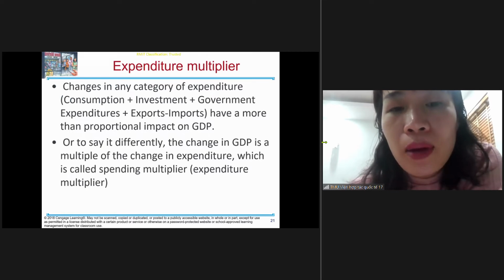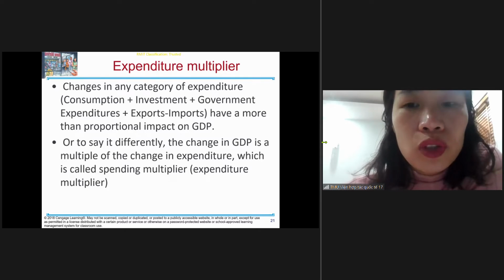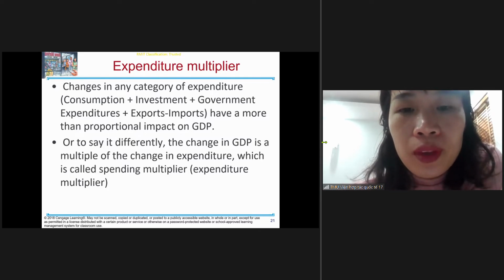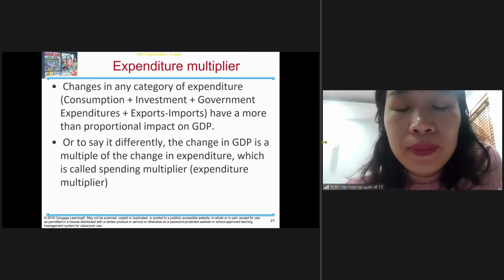So a $10,000 change in consumption when the multiplier equals 2 will result in a $20,000 increase in GDP. Okay, so the change in GDP is the change in expenditure multiplied by the multiplier.